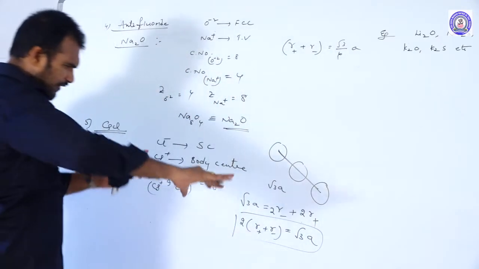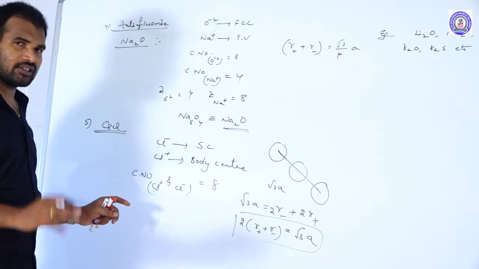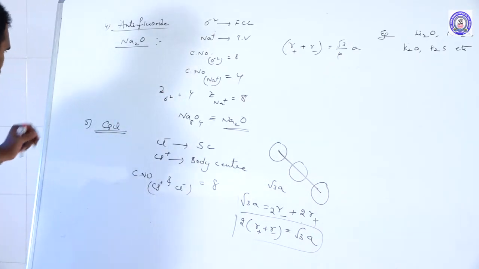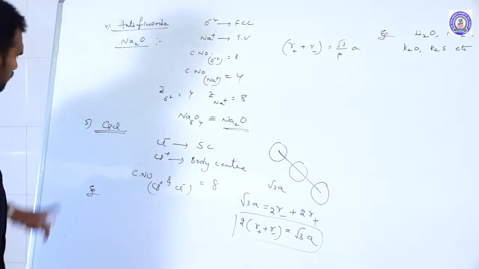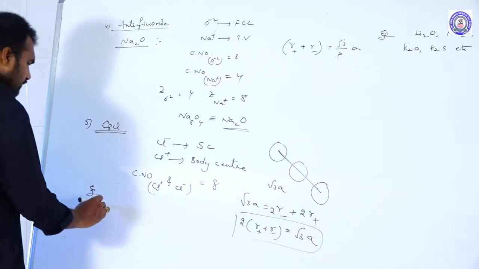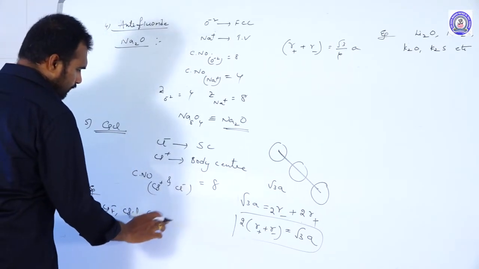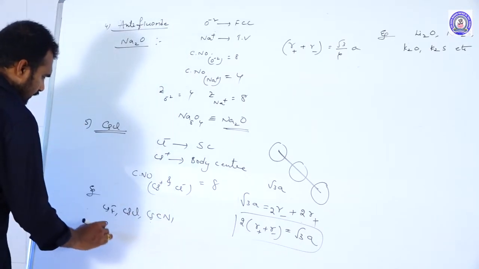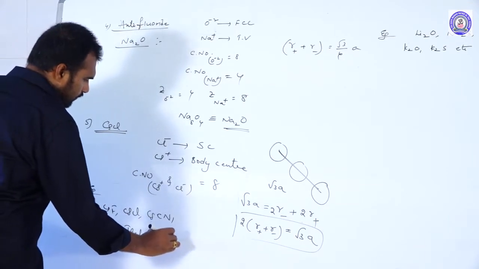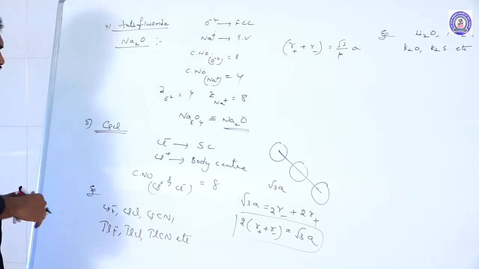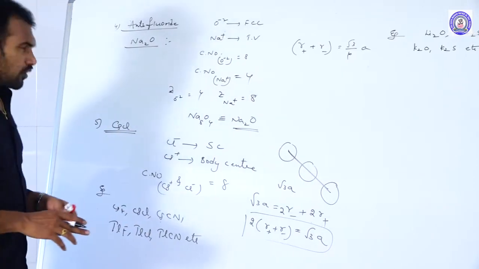So different formulas are coming. Don't be confused. If you are clear about the concept, you will feel very easy about this. And like cesium chloride, what are the examples? Other compounds show the same crystal lattice, like cesium fluoride, cesium chloride, cesium cyanide. Similarly, thallium fluoride, thallium chloride, thallium cyanide. So these are all salts which show the same structure as cesium chloride. These are some ionic solids.